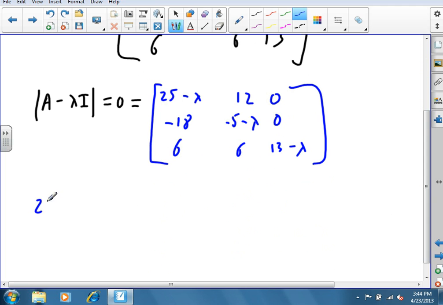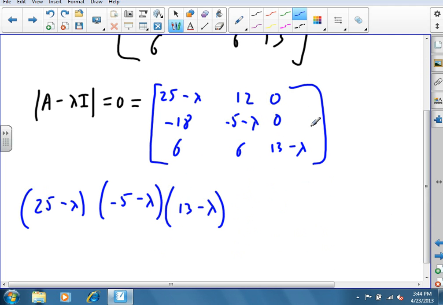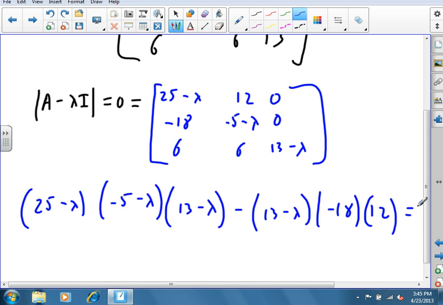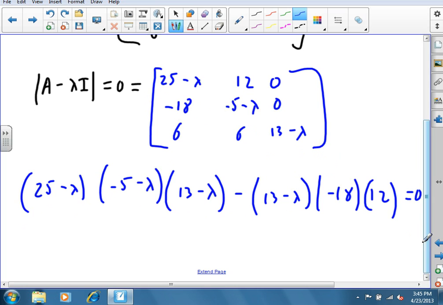So I got 25 minus lambda, minus 5 minus lambda, 13 minus lambda, and the zeros. So I'm coming up this way. 13 minus lambda, minus 18, 12. And I'm supposed to let that be 0.